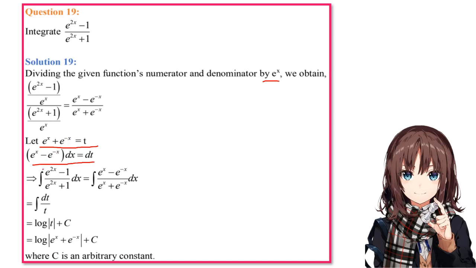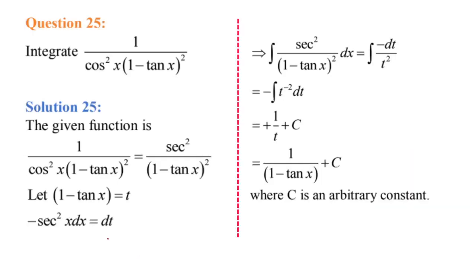Now the given function will become e power 2x minus 1 upon e power 2x plus 1 dx. What can we write? e power x minus e power minus x dx, because here we have divided the numerator and denominator by e power x, and we got this thing. So this is equivalent to this thing, and this denominator we assumed equal to t, so it will be t, and this into dx equal to dt. So in place of this entire thing we will write dt. Now 1 upon t dt, 1 upon t, what is the integral? Log t. Put the value of t back, and this is the answer.